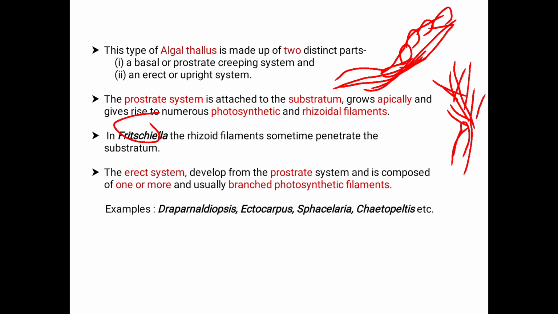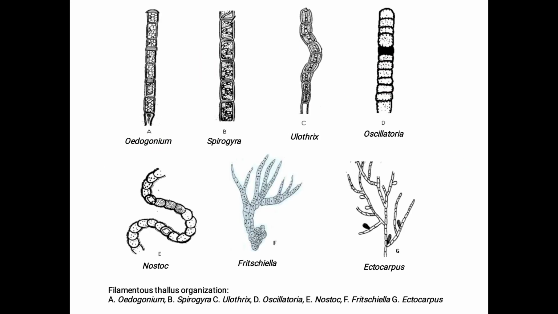The examples are Ectocarpus, Coleochaete, Chaetopeltis, and Drepanochlopsis. These are the examples for this kind of system. See, first one is Oedogonium, Spirogyra, Ulothrix, Oscillatoria, Nostoc, Fritschiella, and Ectocarpus. These are the filamentous thallus organization.